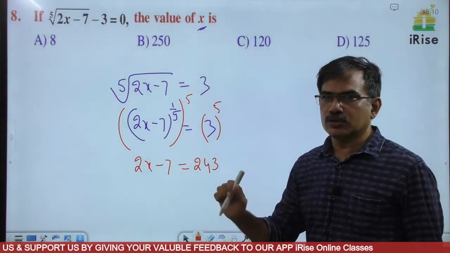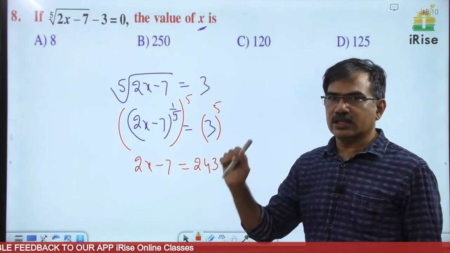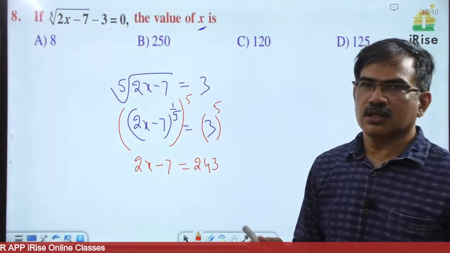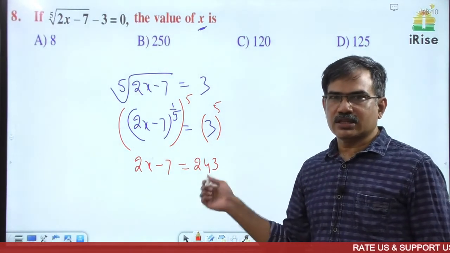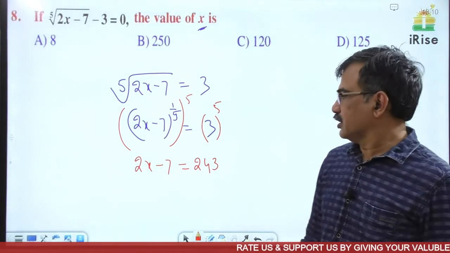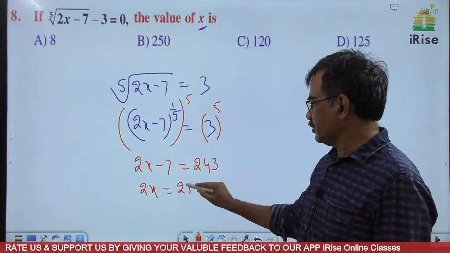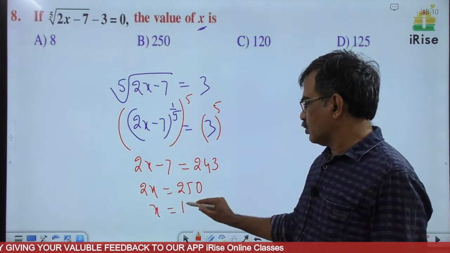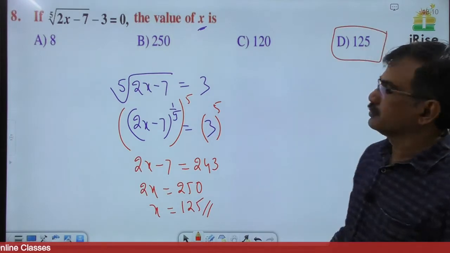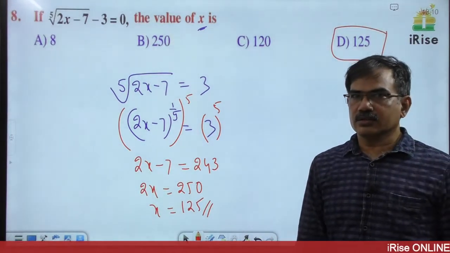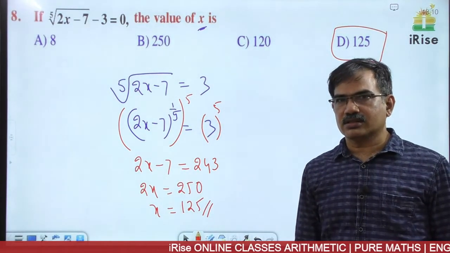You have to know at least powers of 2 up to 10 to 15 and powers of 3 at least up to 10. 3 power 6 is 729, 3 power 5 is 243, like that. If 7 is transferred, 2x is equal to 250. Simply x is equal to 125. So the answer for this question is 125. Just take whole power 5 on both sides and find the value of x. Next question.